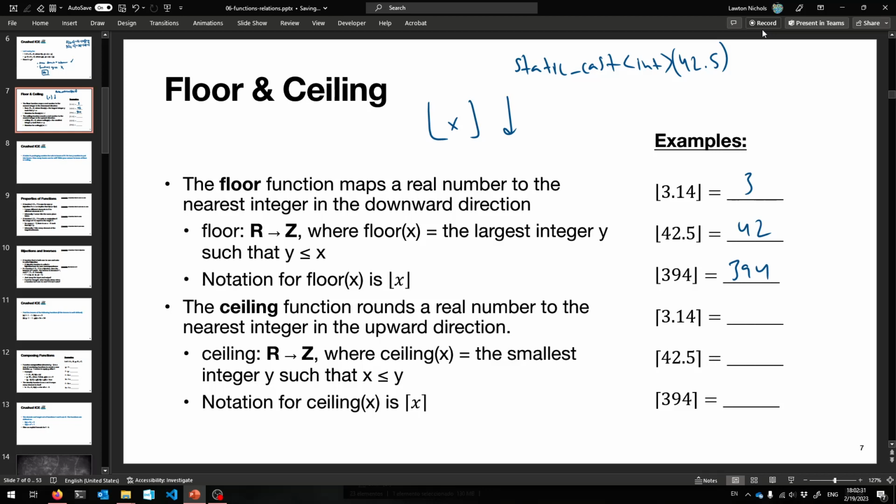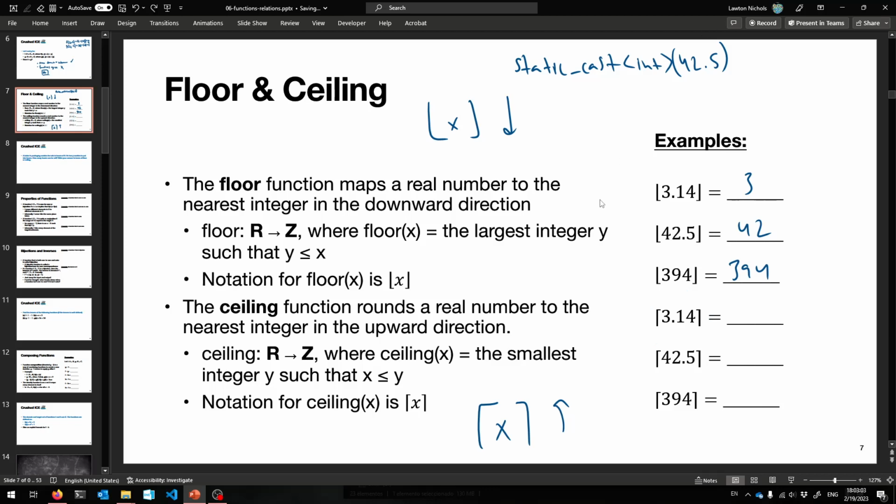The ceiling function is the opposite. The metaphor is you're in a room, and you're shoving something down into the ground or throwing it up into the ceiling. So the ceiling function rounds a real number to the nearest integer in the upward direction, so it's the nearest number that's bigger. Ceiling of x is the smallest integer y such that y is greater than or equal to the input x. And the notation is exactly what you would expect. It is this end of the brackets, and so it's rounding up. All right, so 3.14, the ceiling of that, it's the next bigger whole number.